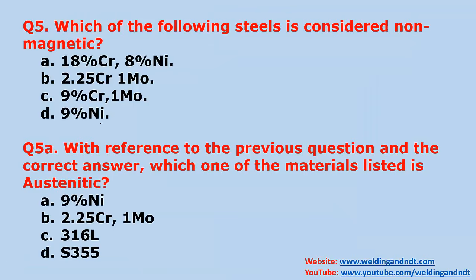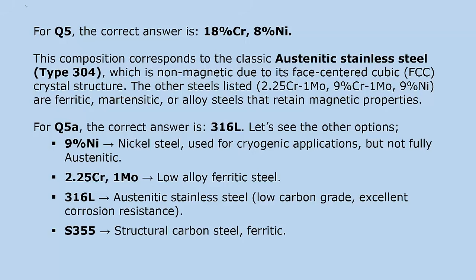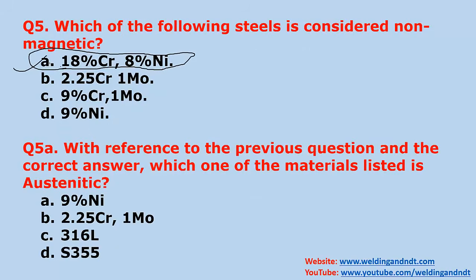Now question number 5. Which of the following steels is considered non-magnetic? So non-magnetic steel, austenitic stainless steels are always considered non-magnetic, and option A, that is 18% chromium and 8% nickel, is austenitic stainless steel, which is non-magnetic. If you want to learn more about this, let me tell you that 18% chrome and 8% nickel resembles the 304, SS304 type.